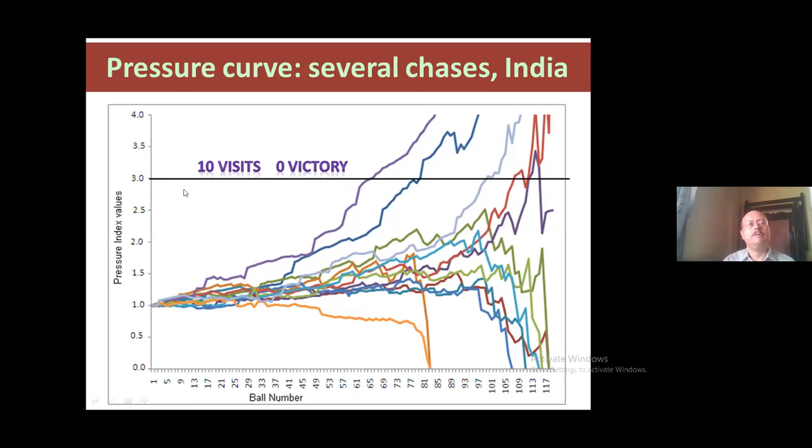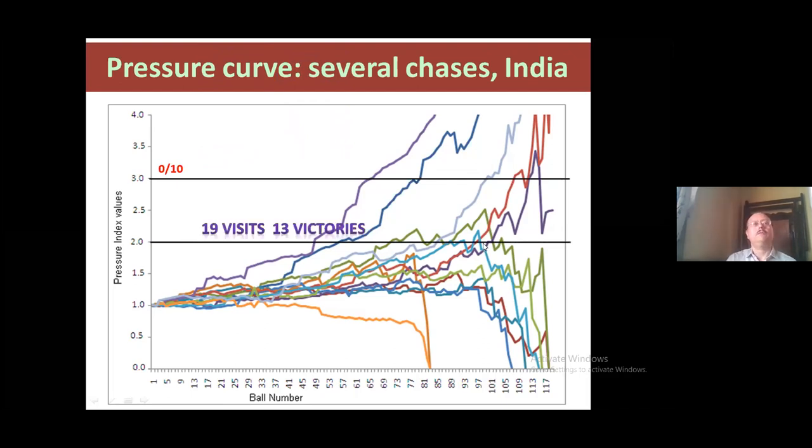If I consider a pressure value of 3 as my cutoff, for this particular data, I can see that there are 10 visits above 3, 10 times the pressure went above 3, and all of them resulted in a loss. None of these curves are showing a win. If I reduce the cutoff to 2, then out of 19 visits, 13 resulted in victories. The other 6 are those which crossed 3.